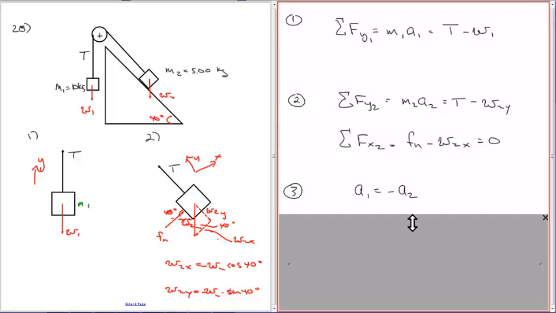So what we have is three equations and three unknowns. Our unknowns are the tension, and the two accelerations. So that's three equations, and we have three unknowns. So we're able to solve that.